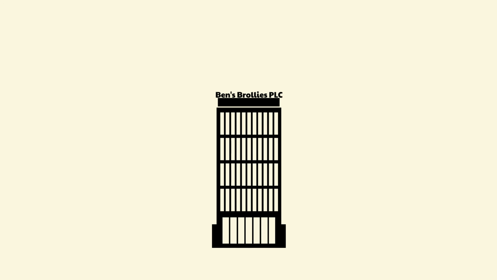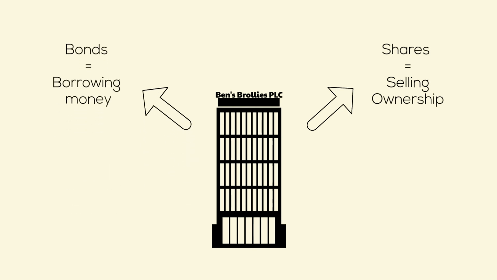We will explain government bonds further in another video, but for now we will explain bonds from the point of view of a business. And if a business wants to raise money, they have two main options: selling ownership in the business by selling shares, or borrowing money by selling bonds.